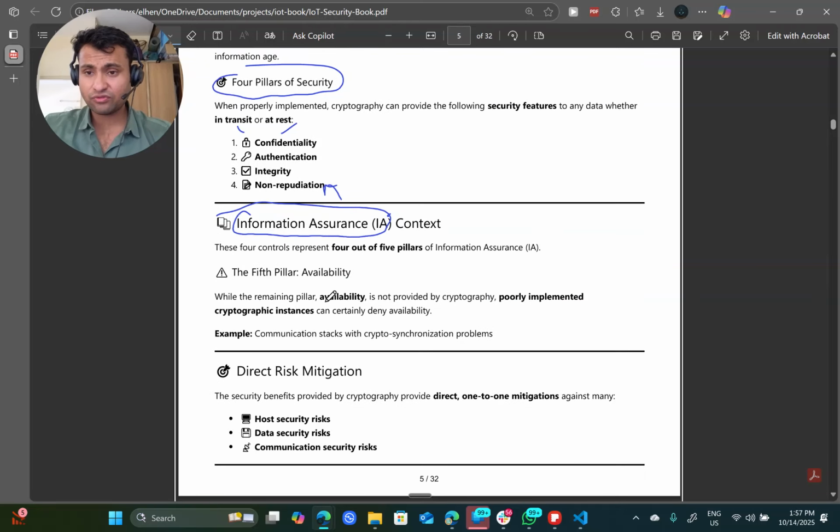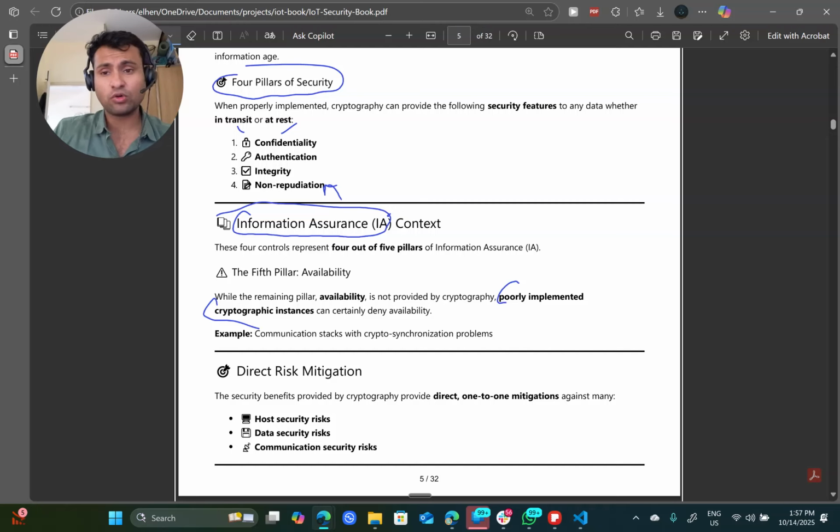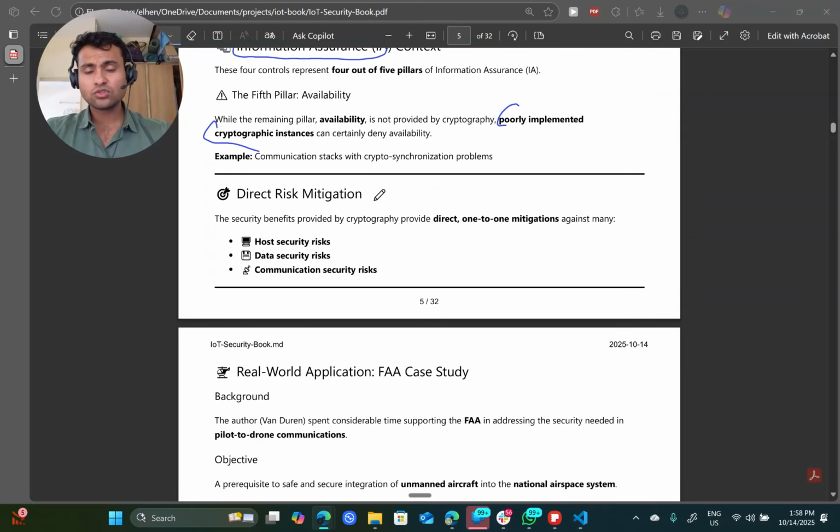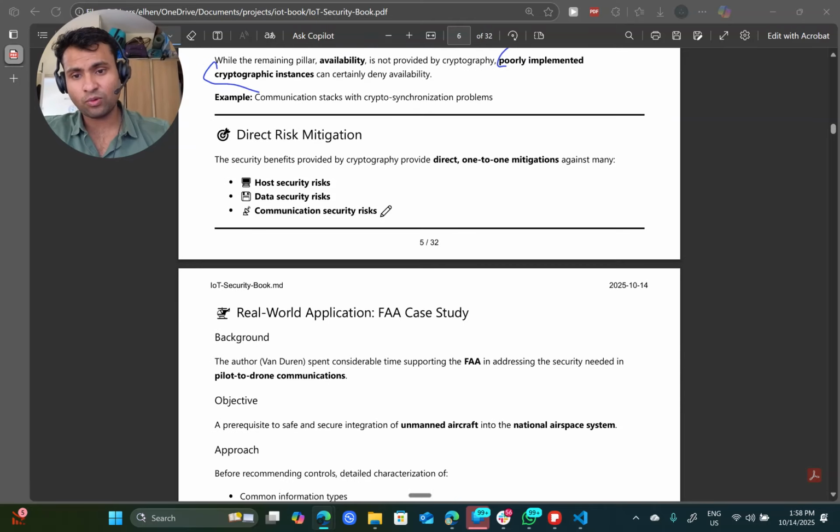And yet there is another, fifth pillar called availability. Availability is quite common sense: if you're sending information, it must be sent first of all. Availability can be denied if, in a poorly implemented cryptographic instance, availability itself becomes an issue. You'll see that when we go to IoT devices, sometimes the information is not sent only because of certain optimizations which you wanted to have. So all these information assurance contexts help us in risk mitigation.